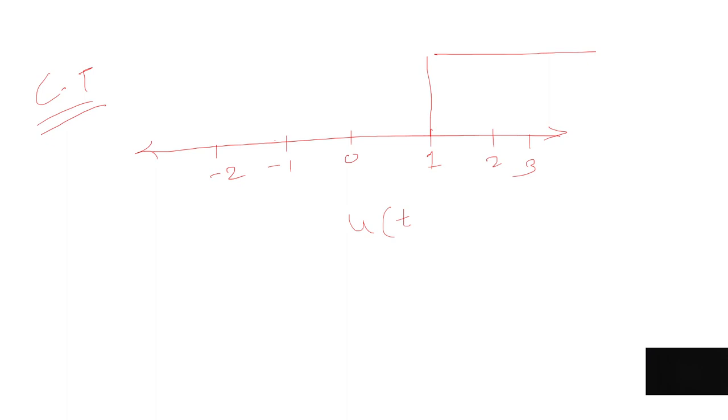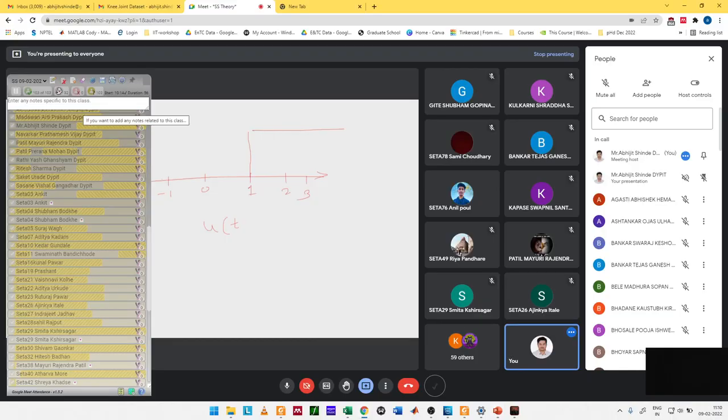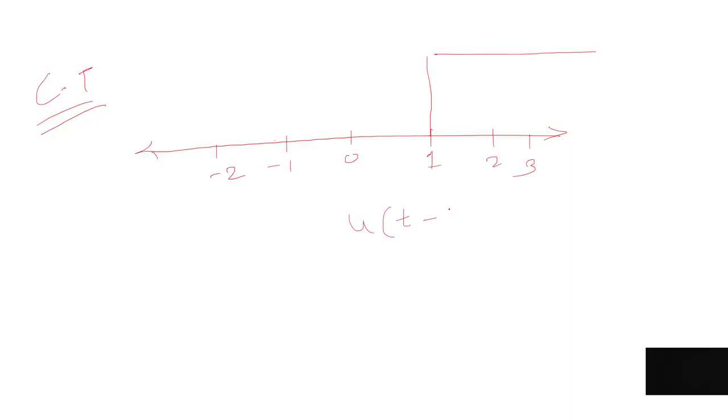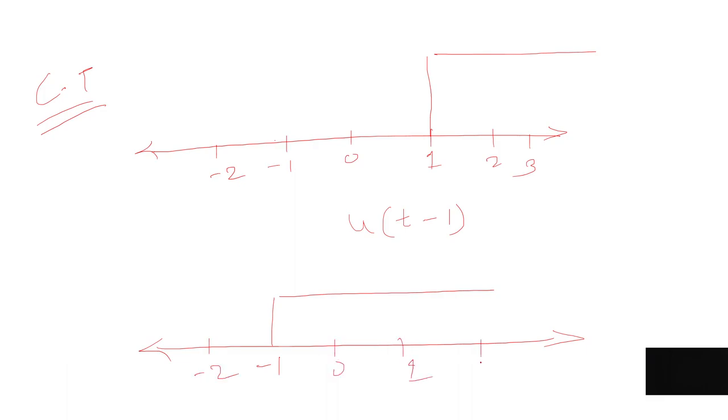Can anyone tell me what will be the equation for this? It is the delayed one. So if I delay a signal, what will be the equation? u of t minus 1. Right. And if the signal is advanced, that means it is starting at minus 1, then the equation is going to be u of t plus 1. A similar thing will happen in discrete time.